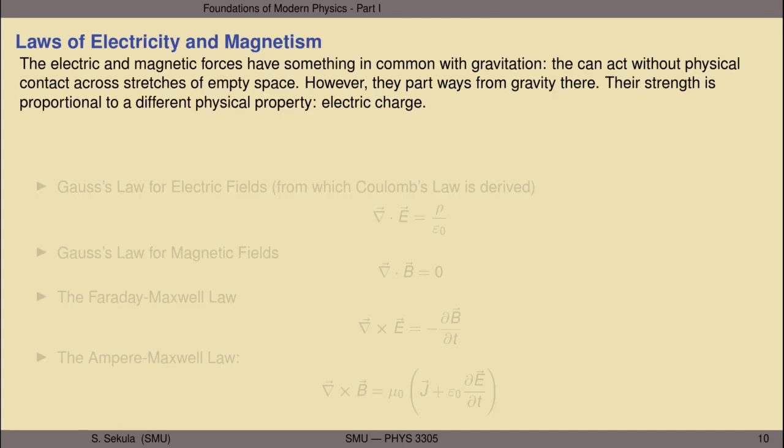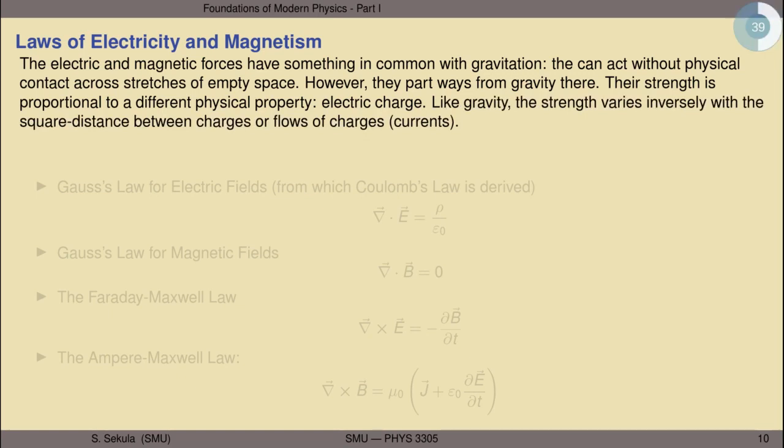Now, speaking of the laws of electricity and magnetism, let's take a look at those. And I'm going to do so in a form that may not be very familiar to you, but it will be beneficial to you later, even if you don't completely understand the notation. Now, electric and magnetic forces have something in common with gravitation. They can act without physical contact across stretches of empty space. However, it's pretty much right about there that they part ways from gravity. Their strength is proportional to a completely different physical property of nature, electric charge, which various bits of matter, like the electron, for instance, appear to carry as a fundamental property.